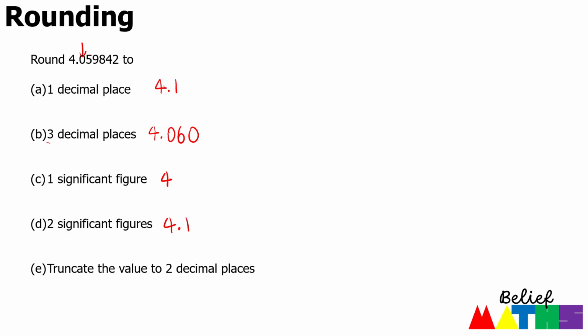And then finally to truncate just means to cut, so you go 2 decimal places and just cut, and that gives you 4.05. Even though we know that would round to 4.06, truncate just means to cut, and don't worry about rounding.